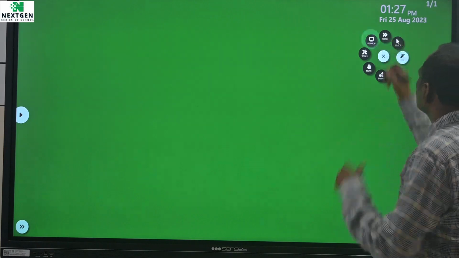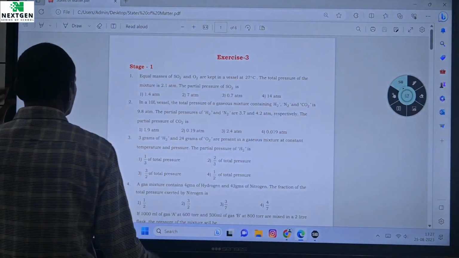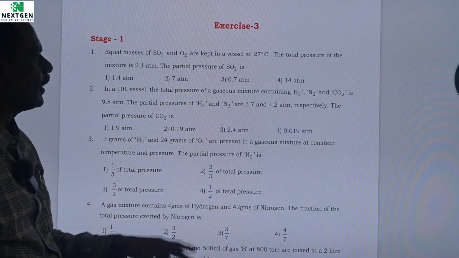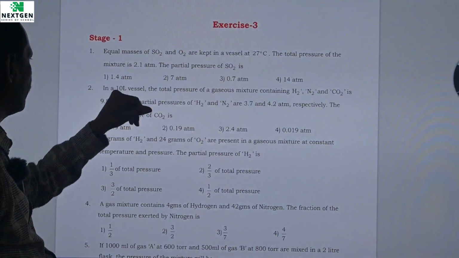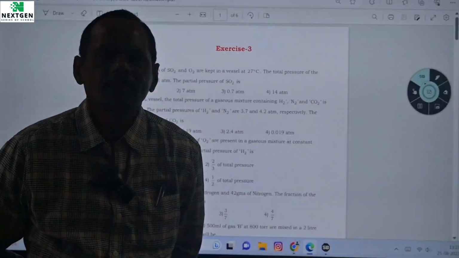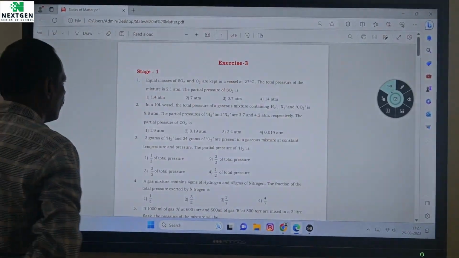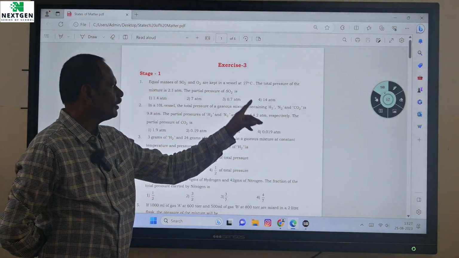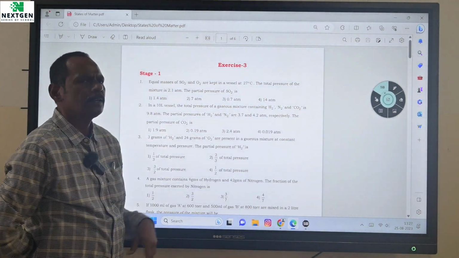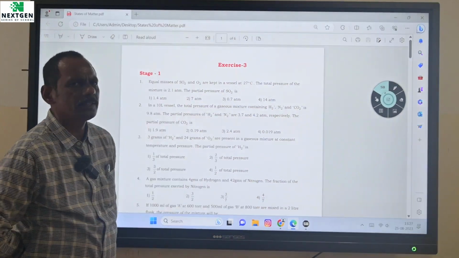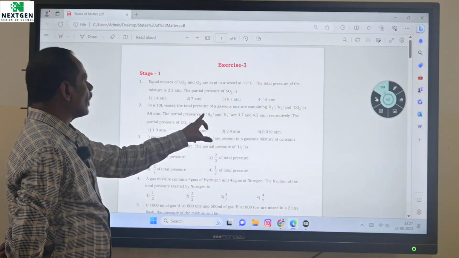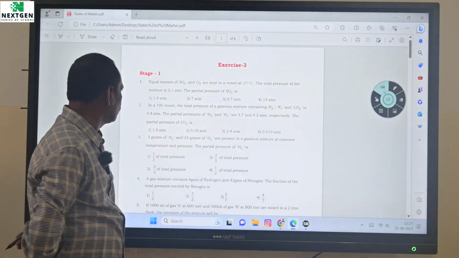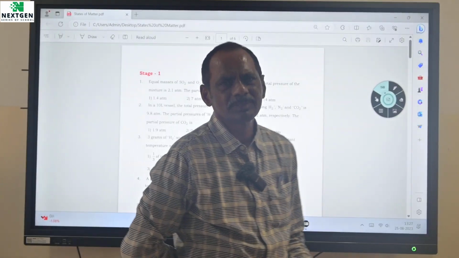Then coming to the second problem. In a 10 liter vessel, the total pressure of a gas mixture containing hydrogen, nitrogen and carbon dioxide is 9.8. Here try to understand the data. In a 10 liter vessel, there are 3 gases: hydrogen, nitrogen and carbon dioxide, and the total pressure is 9.8. If the partial pressure of hydrogen and nitrogen is 3.7 and 4.2 respectively, find the partial pressure of CO2.